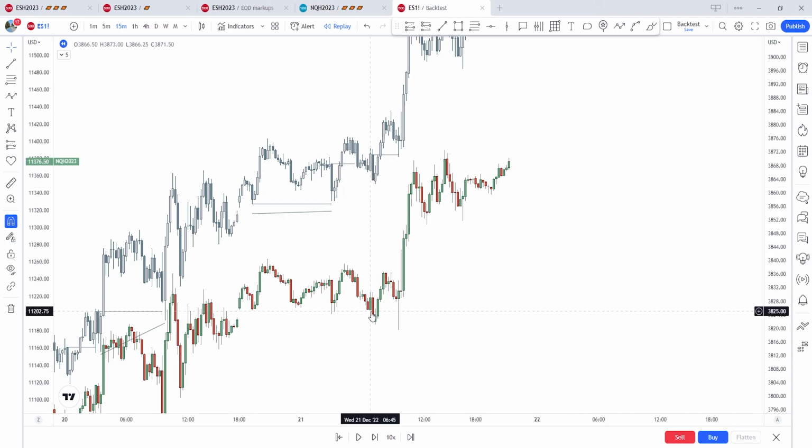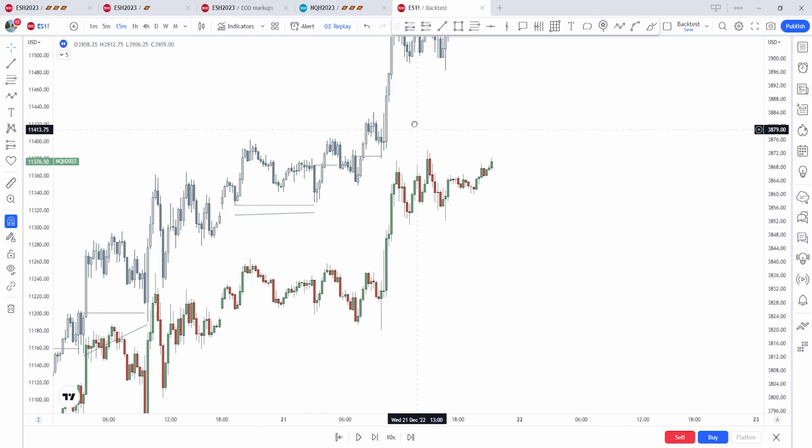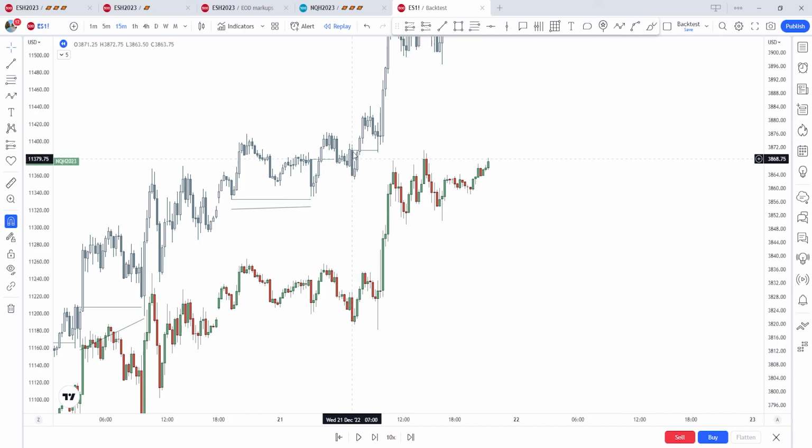Alright, our next PD array will be this one. Come back into it, Nasdaq makes a lower low, E-mini S&P makes a higher low and respects the order block. So we buy this one or wait for a shift, comes back into it and buy here. Then the next PD array we left behind is this one. Again, Nasdaq makes a lower low, E-mini S&P higher low and respects the order block.